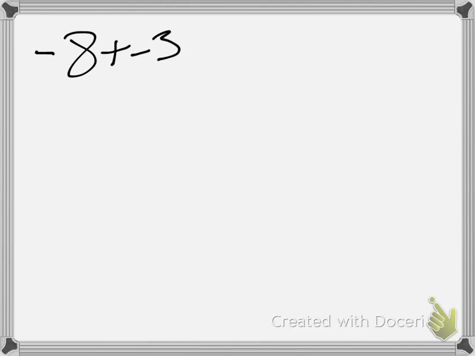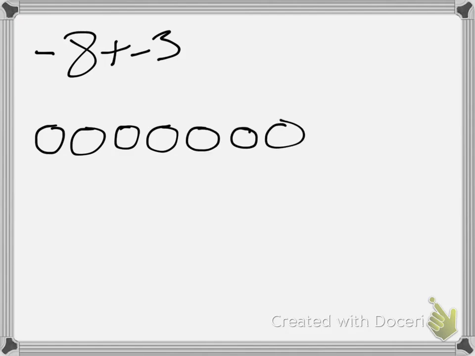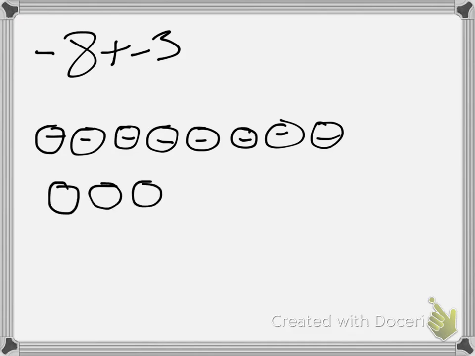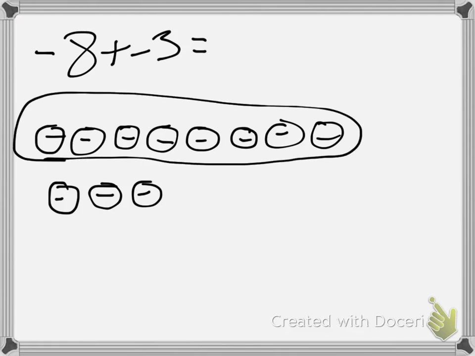Let's take a look at another one. Now this one says I have negative 8, so I'm going to draw 8 circles, or somewhat circles again, and I'm going to represent those with negative signs. And then it says I'm adding 3 more negatives to it, so I'm going to draw 3 more negatives. Now you'll notice if we talk about the zero principle, there are no positive chips or positive circles in here. So all I'm doing is adding everything together. I had 8 negatives here and 3 negatives here. If I add them together, 8 and 3 is 11, and they're all negative, so my answer becomes negative 11.